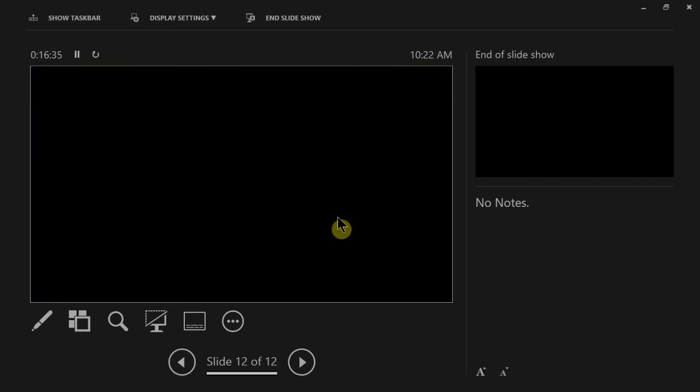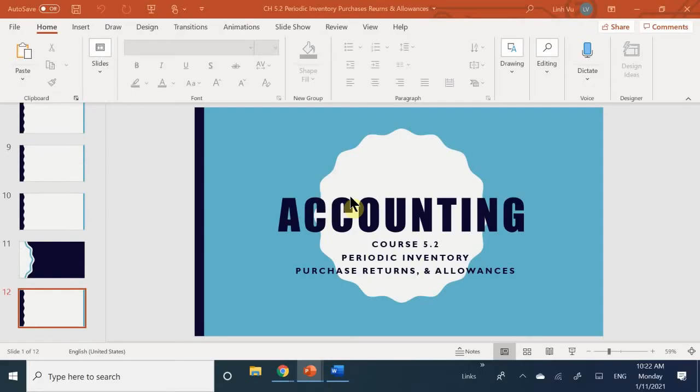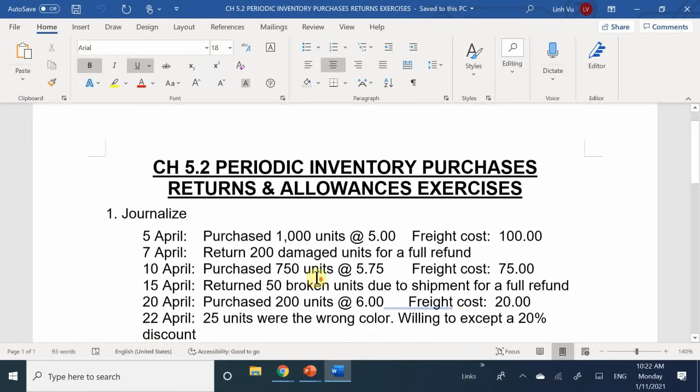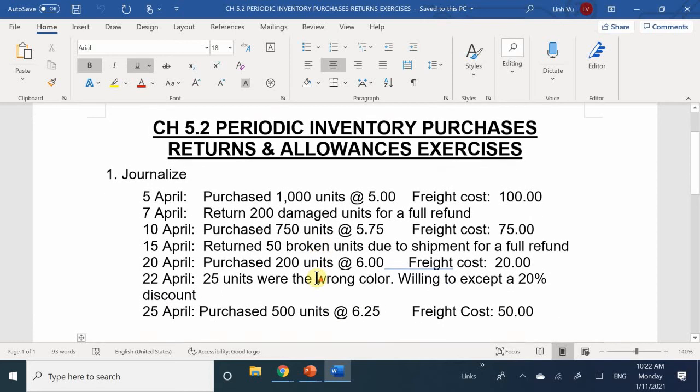Okay. All right. So let's go ahead and do chapter 5.1, but with a little twist on here. So number one says journalize. The scenario here is I'm going to assume everything is going to be on account. So scenario number one is going to be on April 5th. We purchased 5,000 units at $5 each with a freight cost of $100. So assume every transaction is placed on account. So how do I journalize this?